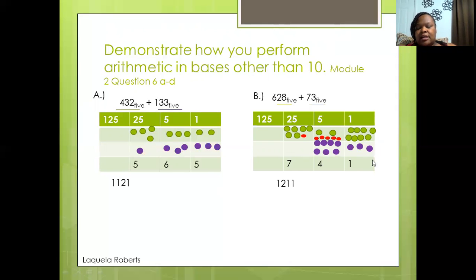So we add these up, but we had to borrow. So it left us with 1. Same with here. We had to take and left us with 4. We had to take and left us with 7 and gave us 1,211.